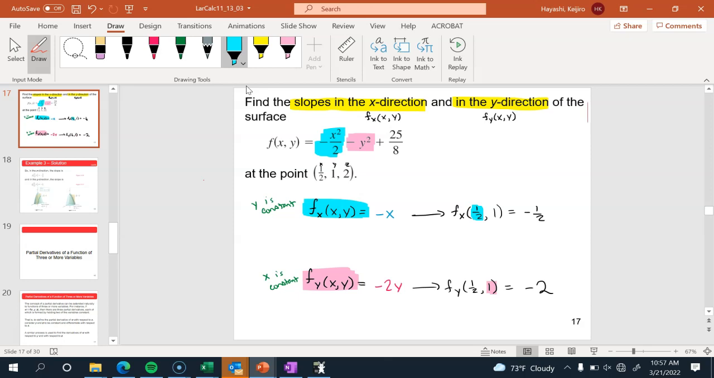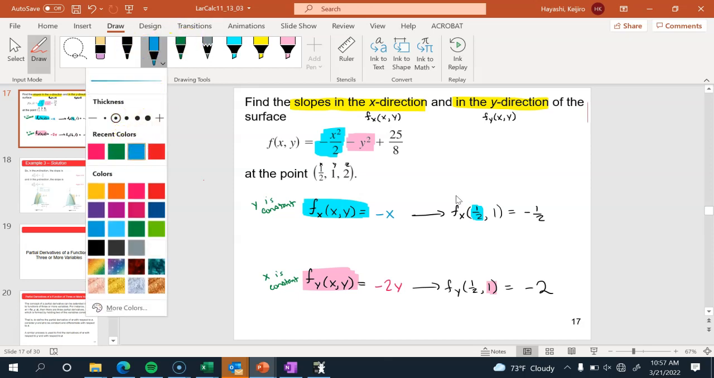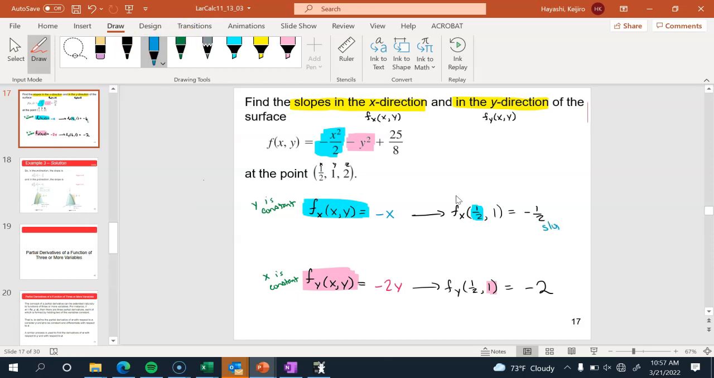Now there are partial derivatives that you might have to use both variables for, but for this problem in particular, it was a pretty simple partial derivative. They just contain one variable. Okay, so what this means is that this is the slope in the x direction, and this is the slope in the y direction at that point.